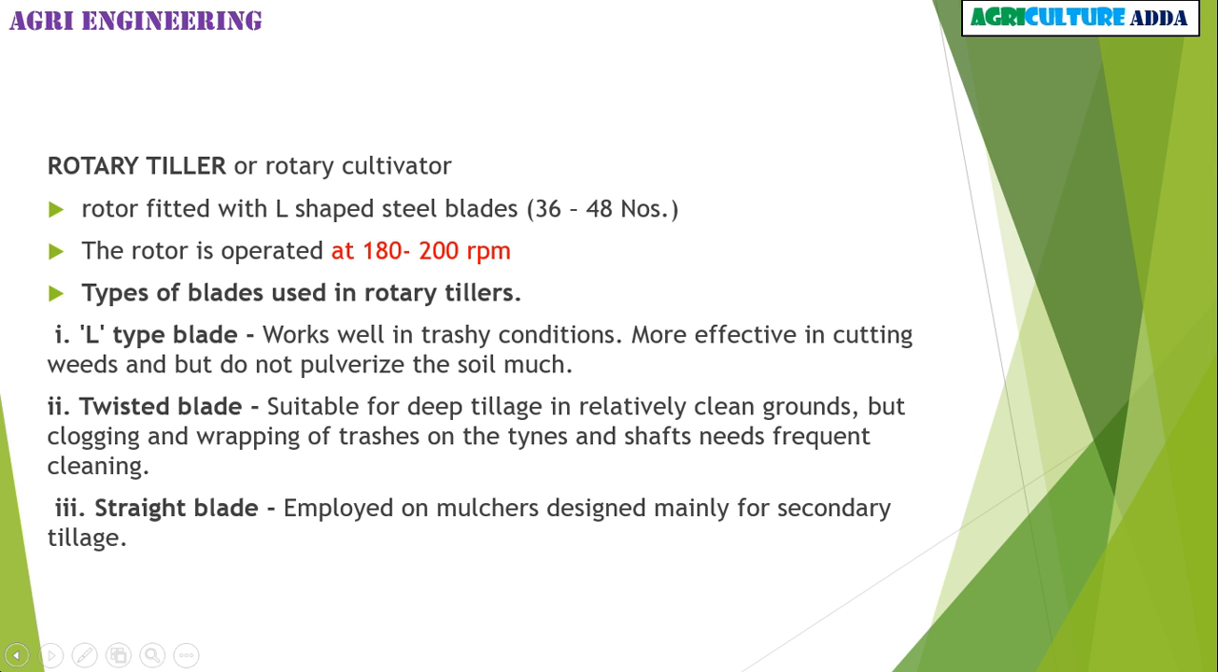And twisted blade, suitable for deep tillage in relatively clean grounds, but clogging and wrapping of trashes on the tines and shafts needs frequent cleaning. And a straight blade is employed on mulchers, designed mainly for secondary tillage.